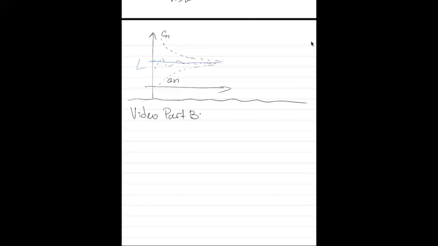Okay, this is part B for the video 11.1. We're going to start with an important theorem. I'm going to call it the star theorem because we're going to refer to it later a lot. It starts like this. If the limit of the absolute value of a sub n is 0, then the limit of a sub n is also 0 when n goes to infinity. So very short, very important.